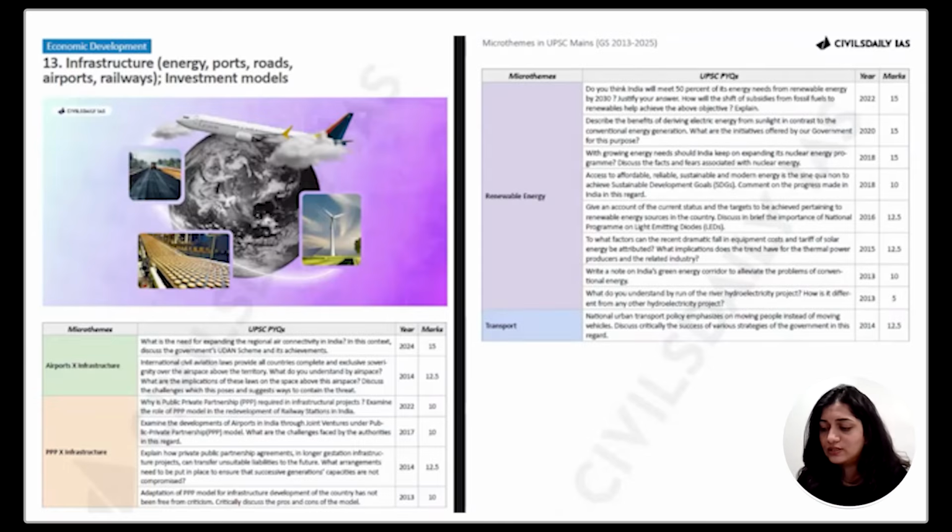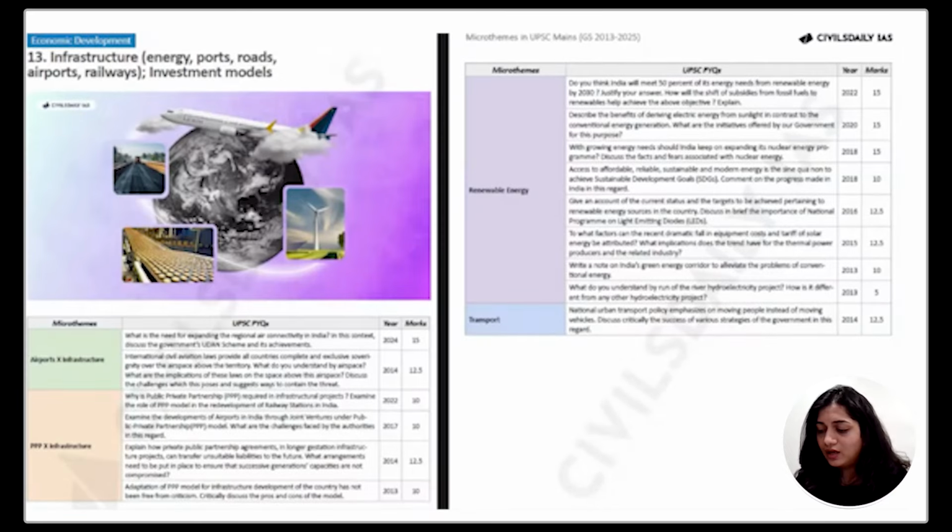Just see how sophisticatedly they have mentioned each and everything. Which PYQs have come on airports and infrastructure is also shown, in 2024, in 2014, okay? The marks have also been specified. What else do you need in preparation, right?